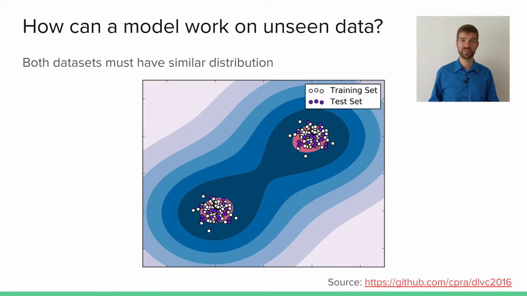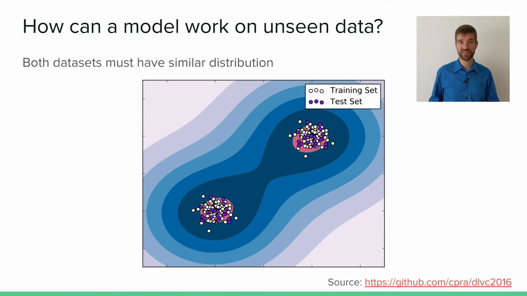The first restriction is that both datasets, or our dataset that we split into a training and a test set, must have the same distribution. They must come from the same language. They must show similar objects. They don't have to show the same object, but the underlying distribution must be the same.